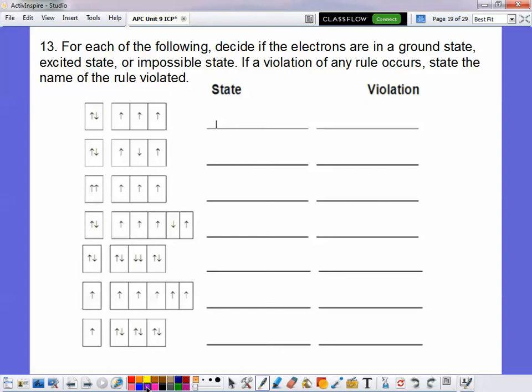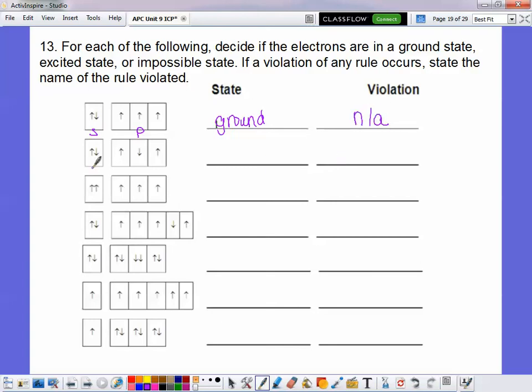All right, so this first one, what type of orbital is represented here? Or what type of sublevel? An S. And then what type of sublevel is represented here? A P. Doesn't matter what number, we have an S and a P. What state is this configuration in? Ground. Normal ground state. So did we have a rule violation? Nope.